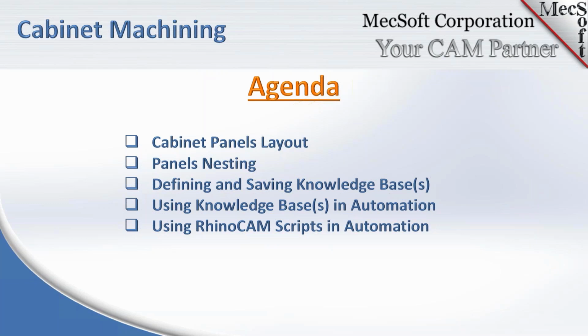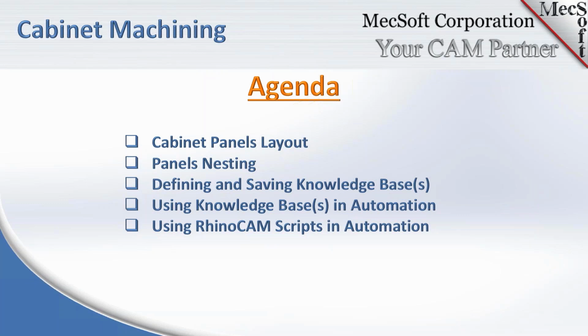Then once he's done, he's going to go into nesting and actually nest them on sheets so you can actually machine these panels out. And then also he's going to be talking about defining and saving knowledge bases to actually do the machining, and also at the same time automating it as much as possible. The next step would be actually using these knowledge bases in automation. And this would be one level of automation, if you will.